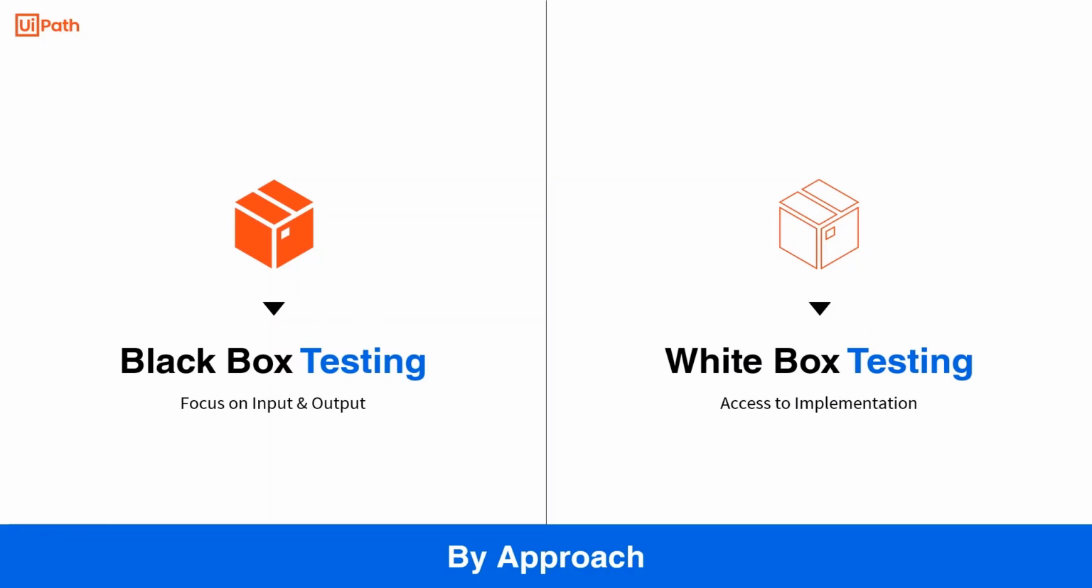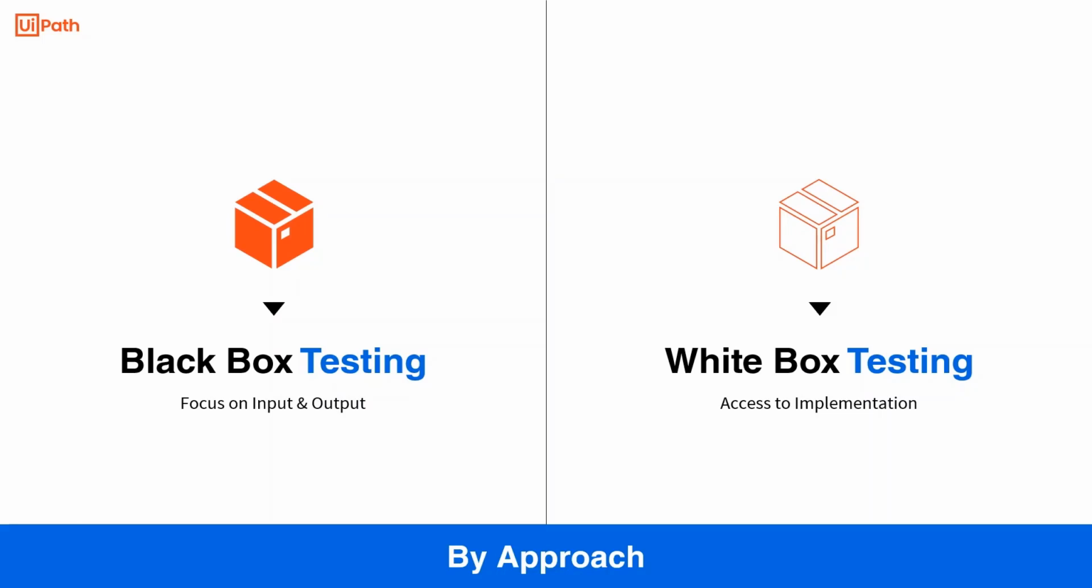The main difference between the two is the visibility and the access of the tester to the actual implementation. White box testing provides a certain amount of access to the source code to the tester. Black box testing solely focuses on providing a certain input and verifying the output.